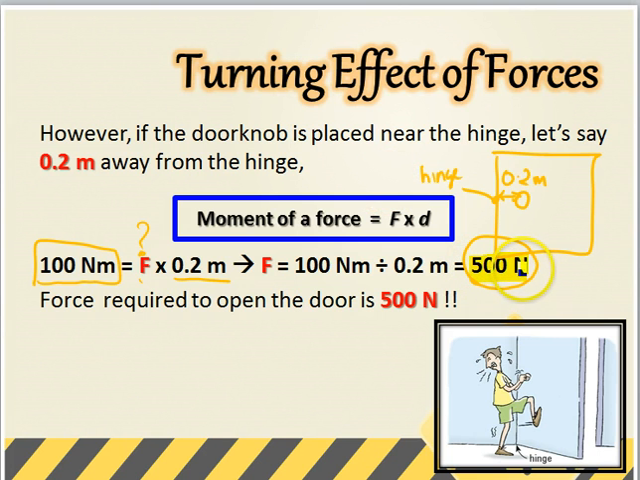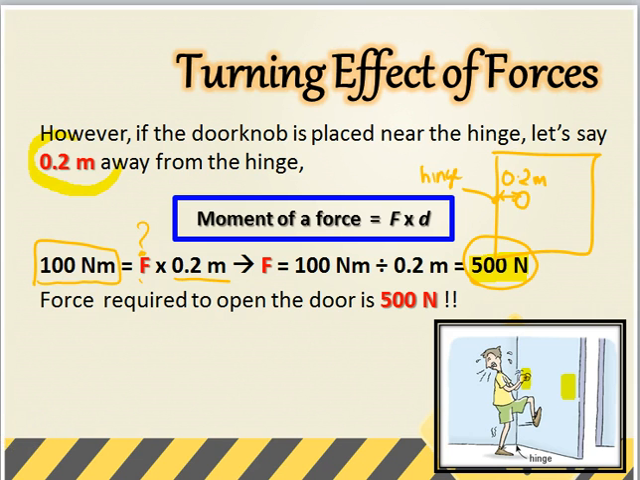You can imagine, previously we only needed 100 Newton if the doorknob is placed 1 meter away, somewhere around here. But once we change the doorknob to here, 0.2 meters away, the amount of force we need is exactly 5 times, 500 newtons. So the force required is way too much. Therefore it is silly to put a doorknob near the hinge, in this case, worst case, 0.2 meters. We tend to place it very far away.